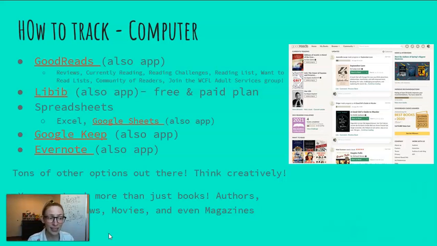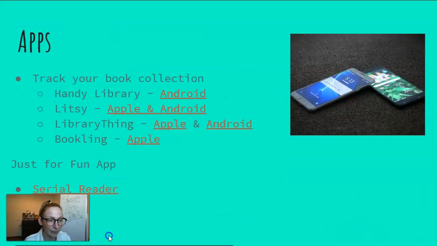There's also something called LibBib. LibBib is an app as well as a computer program or a website. It has a free and a paid plan. Basically, it helps you keep track of your own book library. So if you have a lot of books, especially if you lend them to your friends or let them borrow them, then you can keep track of that on LibBib. And the free option is really great, so I do encourage you to check that out if that's something you're interested in.